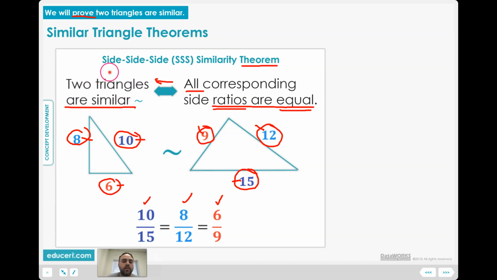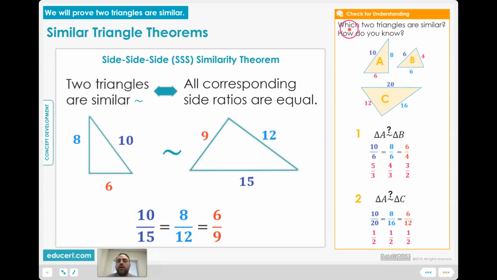It's your turn to apply the side-side-side similarity theorem. Let's read the question. Ready? Read. Which two triangles are similar? We have triangle A, B, and C. And how do you know? Option 1, triangle A is similar to triangle B. Or option 2, triangle A is similar to triangle C. They give us the ratio and show us what the fractions reduce to. I'll give you a moment to think of your answer. And think of your answer in the frame of triangles blank and blank are similar because, and then give your reason.